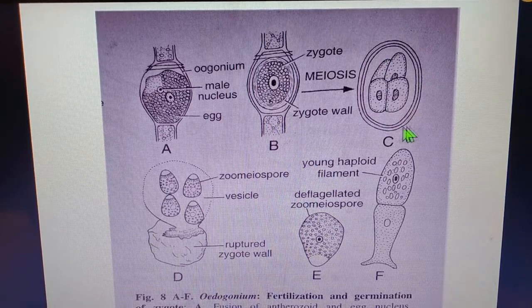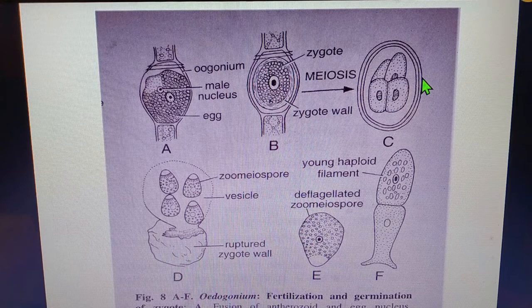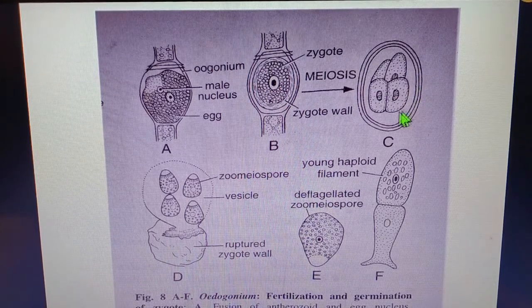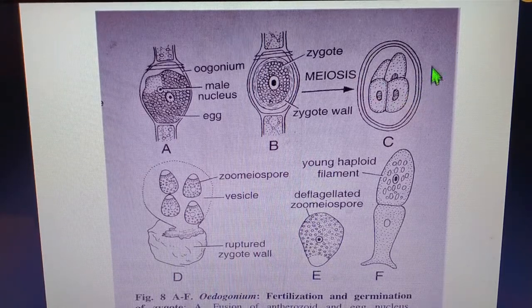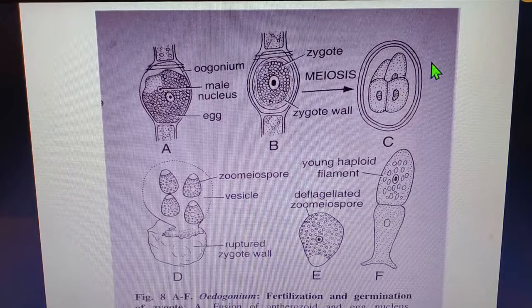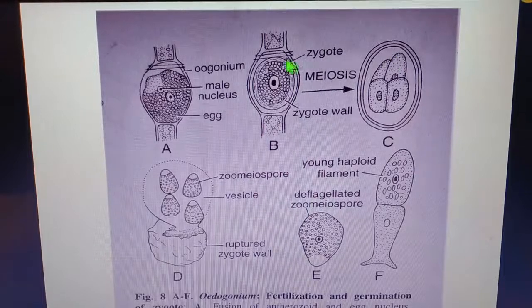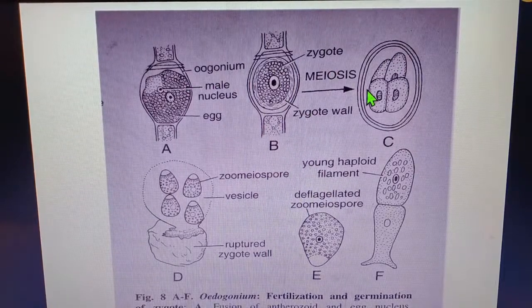It contains chloroplasts and hence it is green in color. But as it matures, there is accumulation of a reddish oil in the protoplasm, and due to that reddish oil, it becomes reddish brown in color. Okay, so this is the process of fertilization.